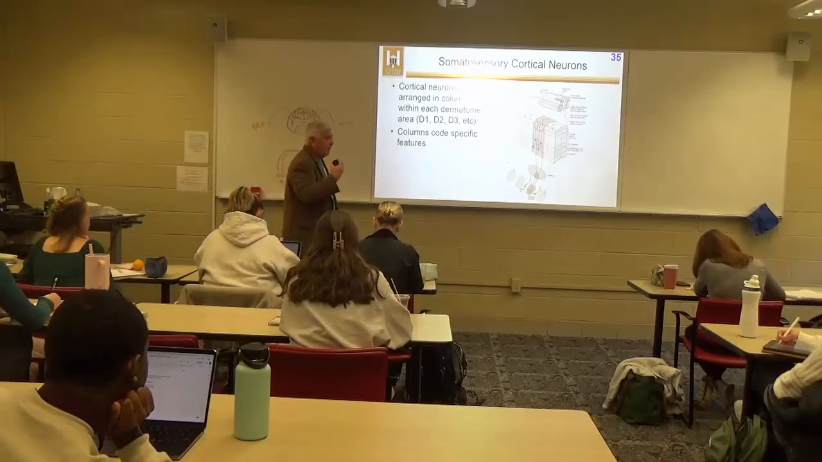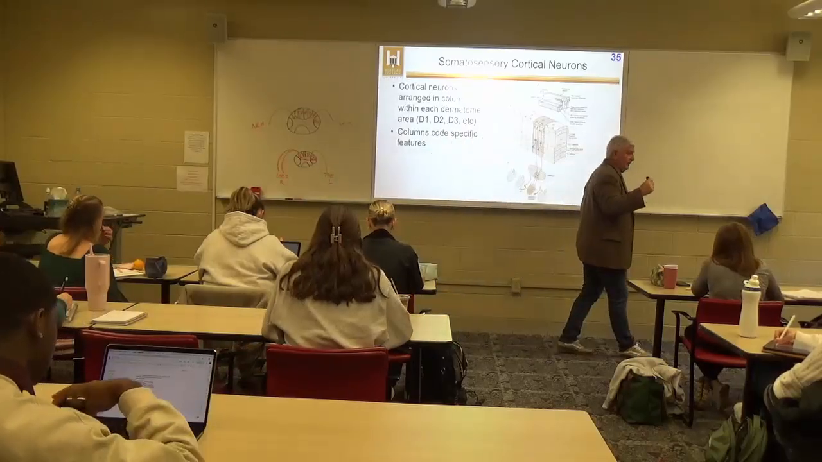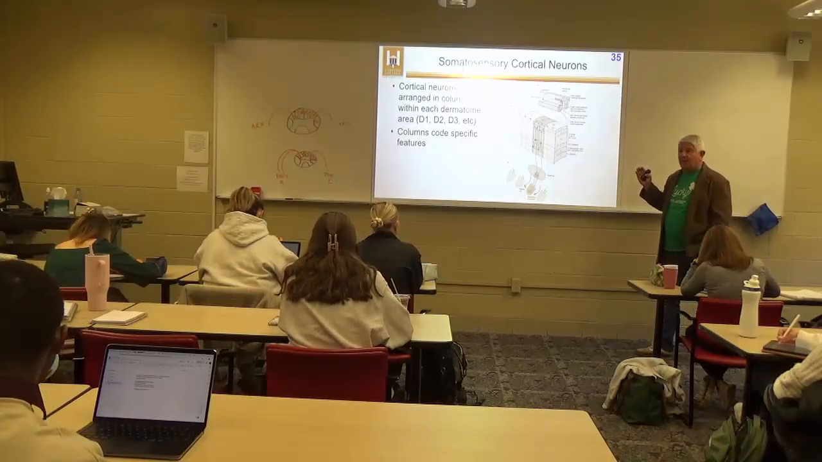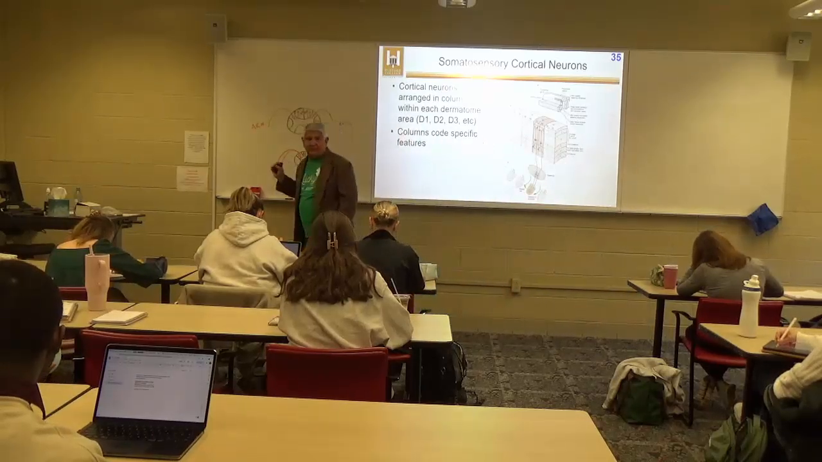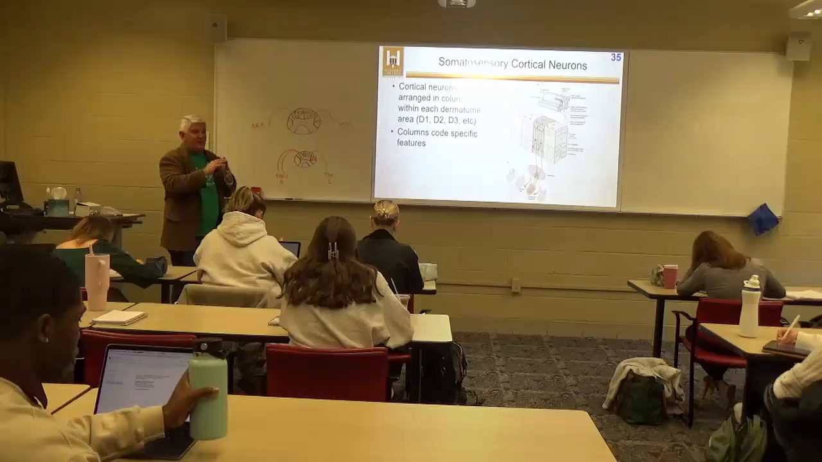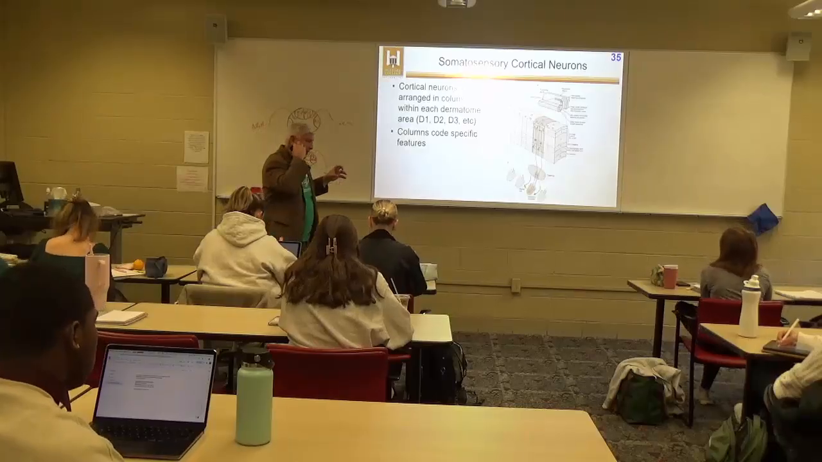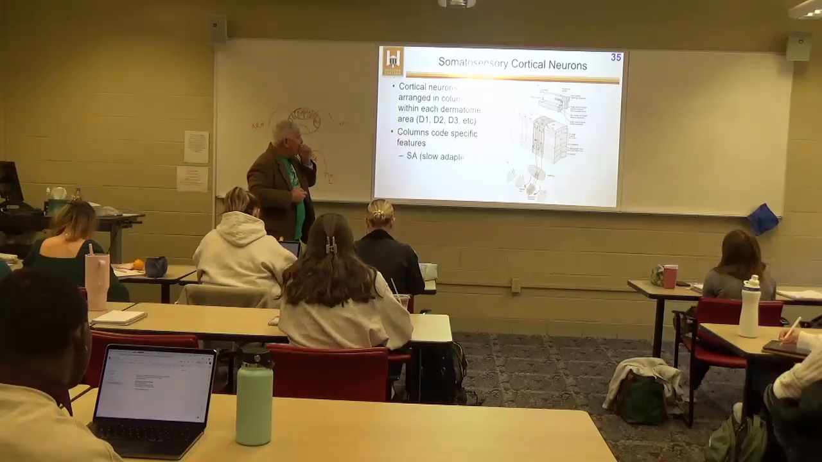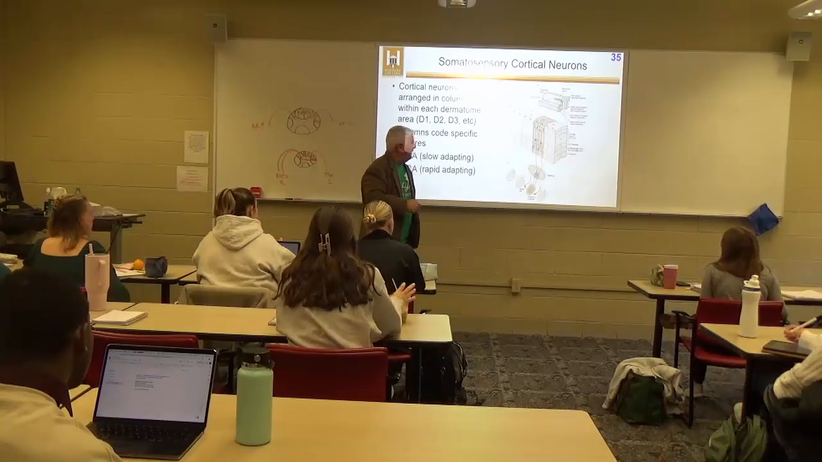So again, columns are coding very specific features, just like in the visual system, columns were coding for different angles of lines. Here we're coding for different types of vibrations and details of touch. But specific features. We're breaking down whatever's touching me into 4 distinct features, sending those signals to slow adapting and rapid adapting neurons up to columns in that dermatome. All right, so this is where all that's getting combined.